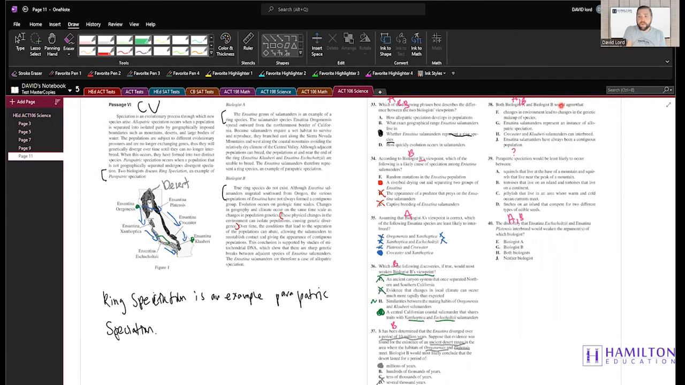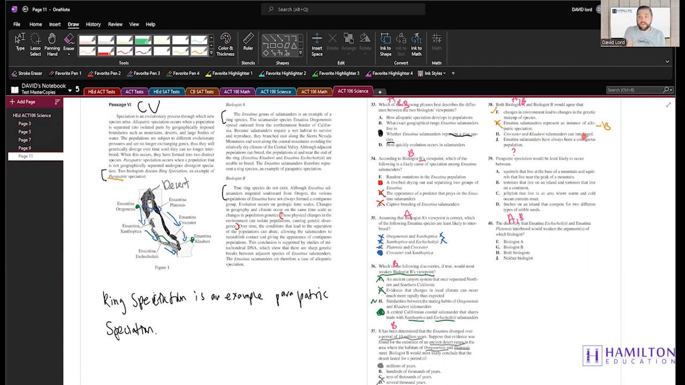Question number 38. Both biologists A and B would agree on the following. The changes in the environment lead to changes in the genetic makeup of the species. I think that's a pretty safe answer. They were talking about how as they moved along, they would change over time based on the environment. So let's put a check mark next to that. The salamanders reference instance of allopatric speciation. No, that was B only. A said they agree with ring species, which was a type of parapatric speciation.